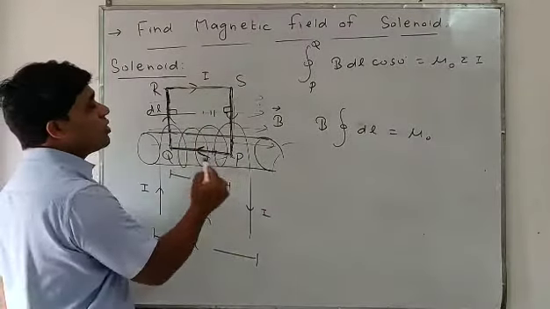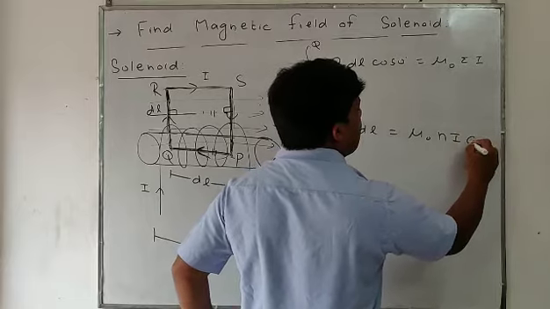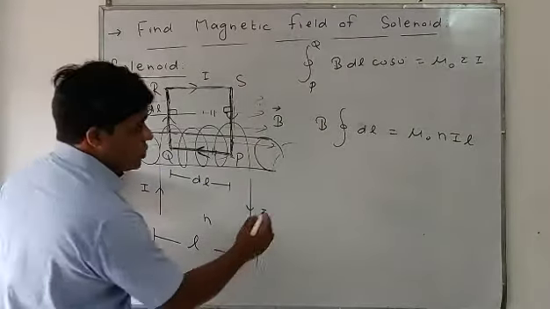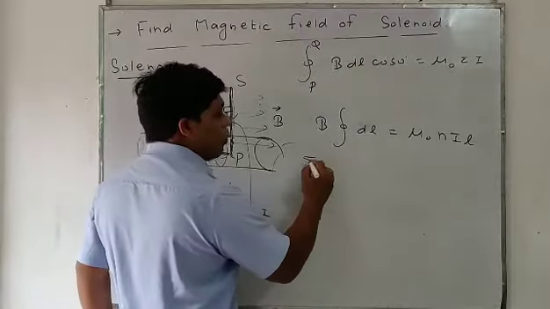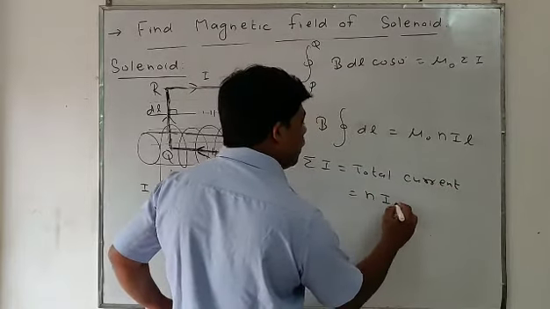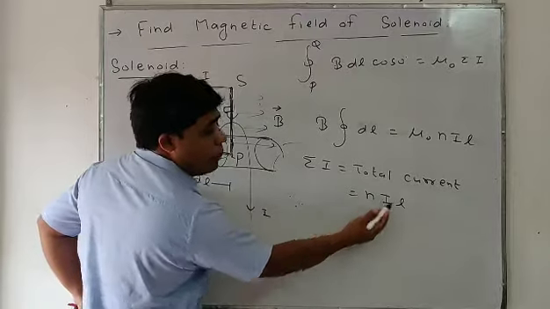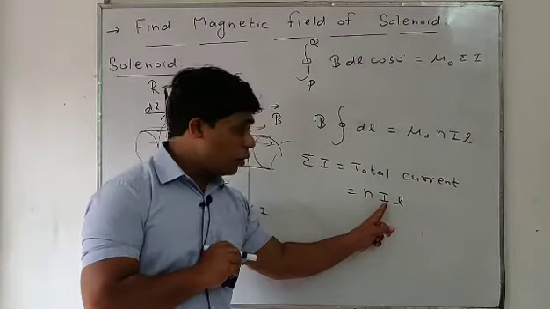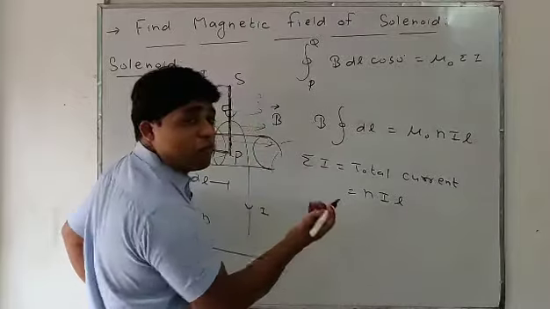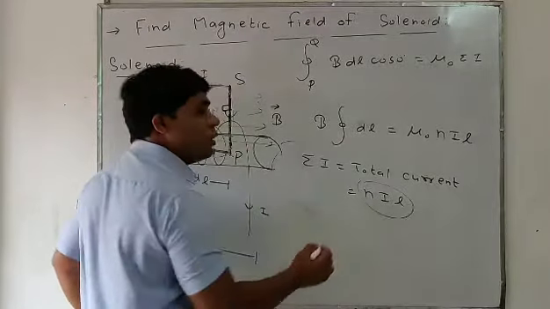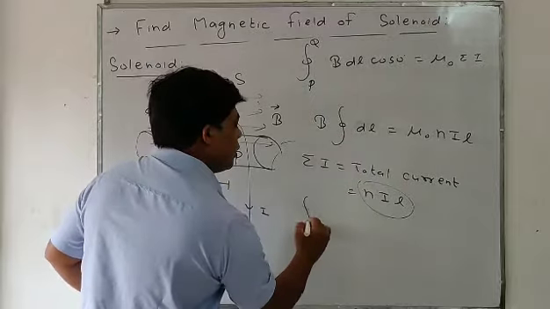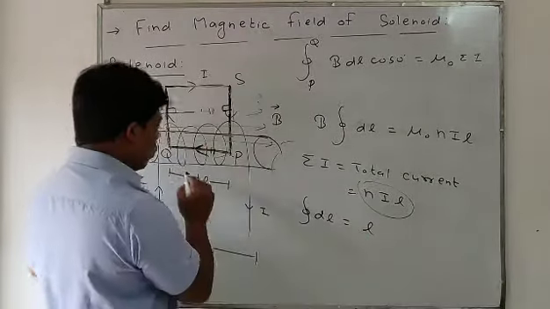What is mu naught sigma I? Total current of this square loop, that is NIL. How, students? Actually sigma I means total current, and here total current is given by NIL. NIL means total current of N turns and L length of wire of this closed loop. N is number of turns per unit length, I is current, L length. And here the integral of dL means total length, that is L. Total length of the solenoid is what? L.